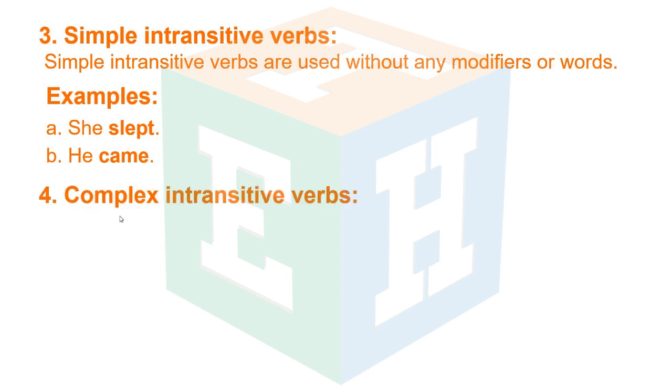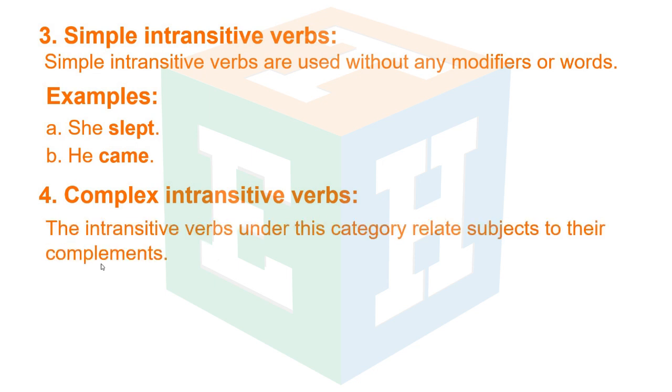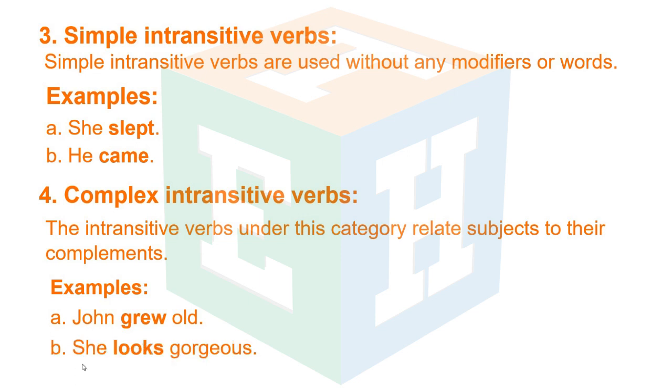Number 4, complex intransitive verbs. The intransitive verbs under this category relate subjects to their complements. Examples: A. John grew old. B. She looks gorgeous.